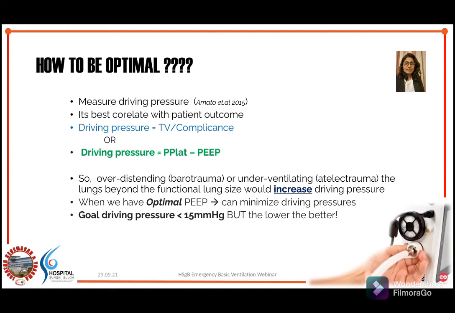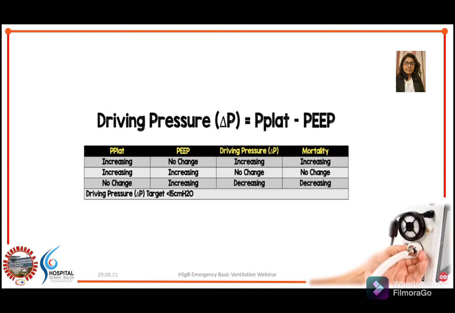So over-distending, or under-ventilating atelectatic lung, beyond the functional size would increase the driving pressure. So when you want to have optimal PEEP, you have to have a reduced driving pressure. Then you can minimize barotrauma. So the goal of driving pressure is less than 15, but the lower the better. As you can see here in the table, the mortality is reduced when you have reduced driving pressure, and the target is less than 15.